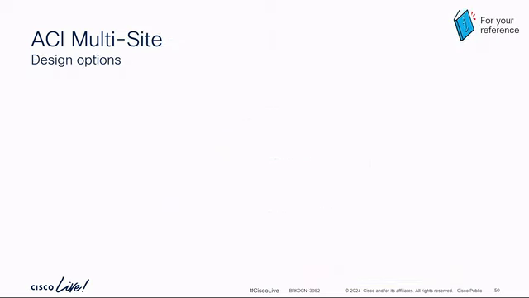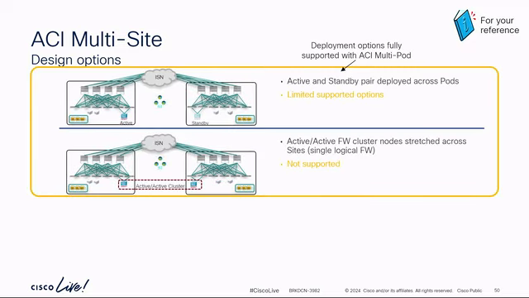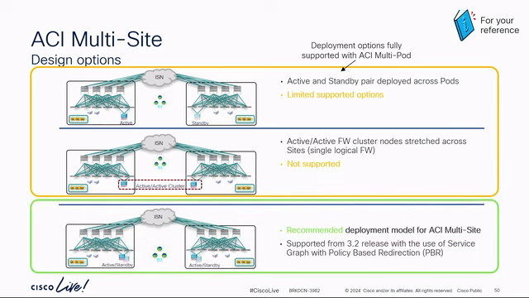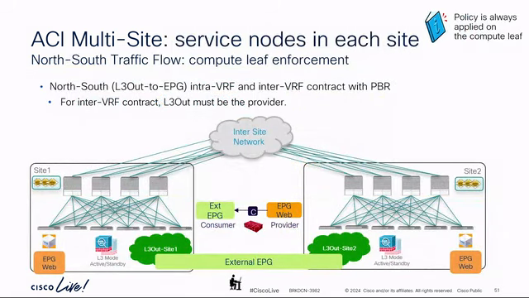How about multi-site? For multi-site, the first two options we don't actually recommend, because the intention of multi-site is fault domain isolation. As you can see, each site has a unique independent APIC cluster. So why don't you use the same notion for the service device? Independent firewalls, active standby or active, in each site. So I'm going to double-click on this use case, similar to the previous example.